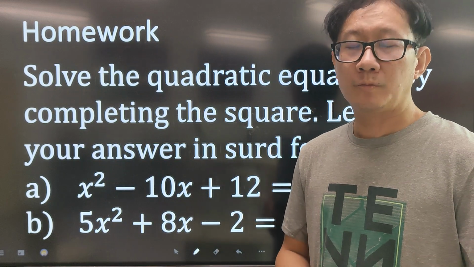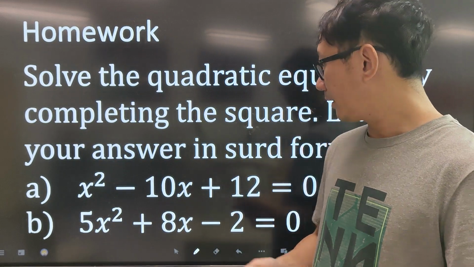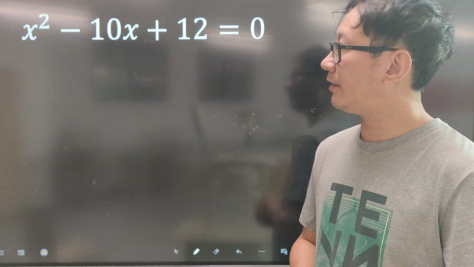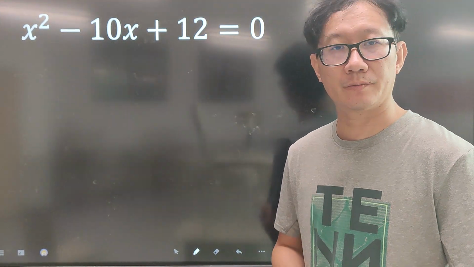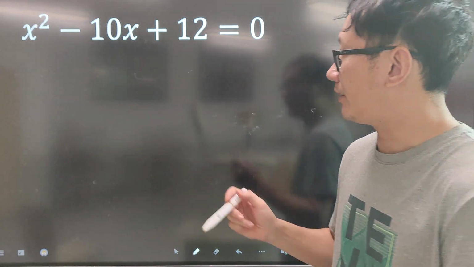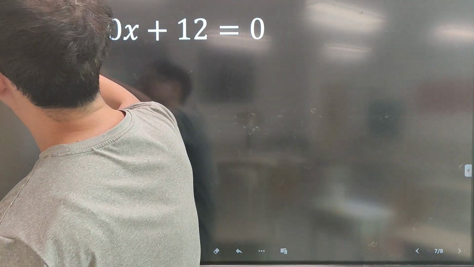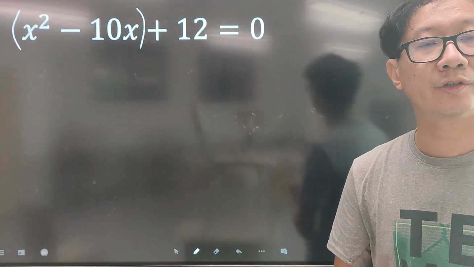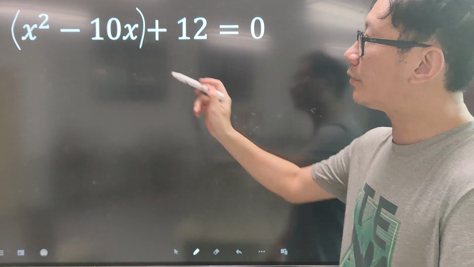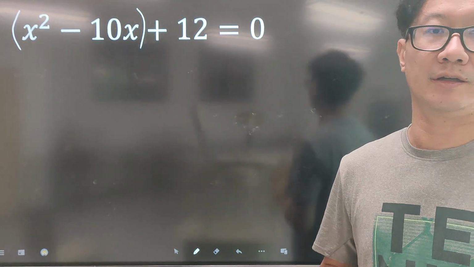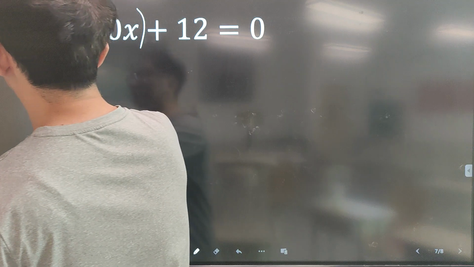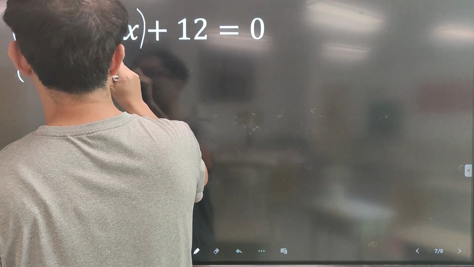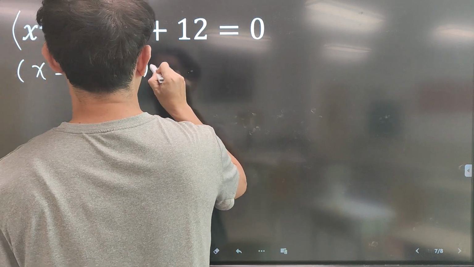We are going to talk about homework from completing the square. The first example: x squared minus 10x plus 12 equals 0. I'm going to put brackets around the first two terms, just to emphasize that we are looking at these two terms specifically. And then I'm going to rewrite this minus 10x as 2 times 5 times x.